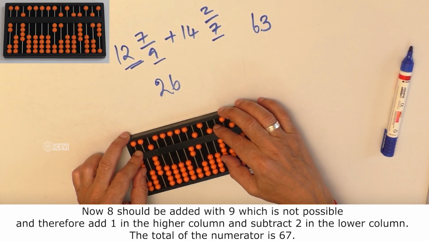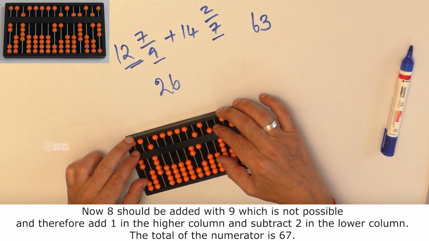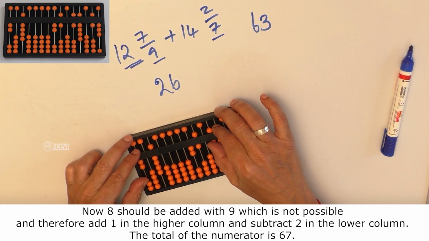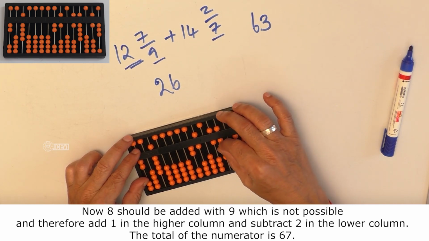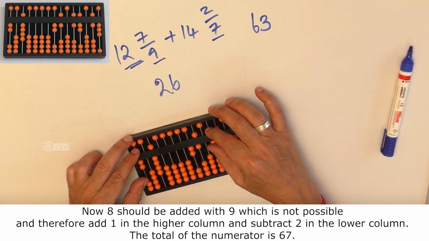Now 8 should be added with 9, which is not possible, and therefore add 1 in the higher column and subtract 2 in the lower column. The total of the numerator is 67.